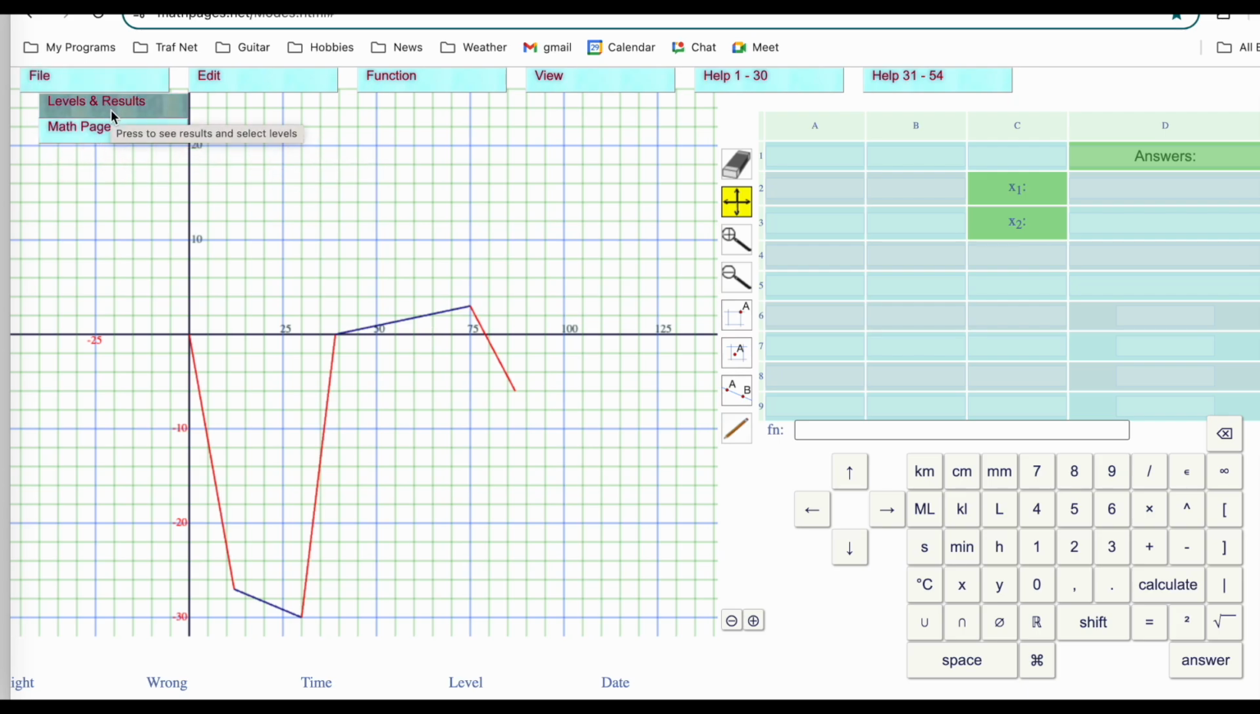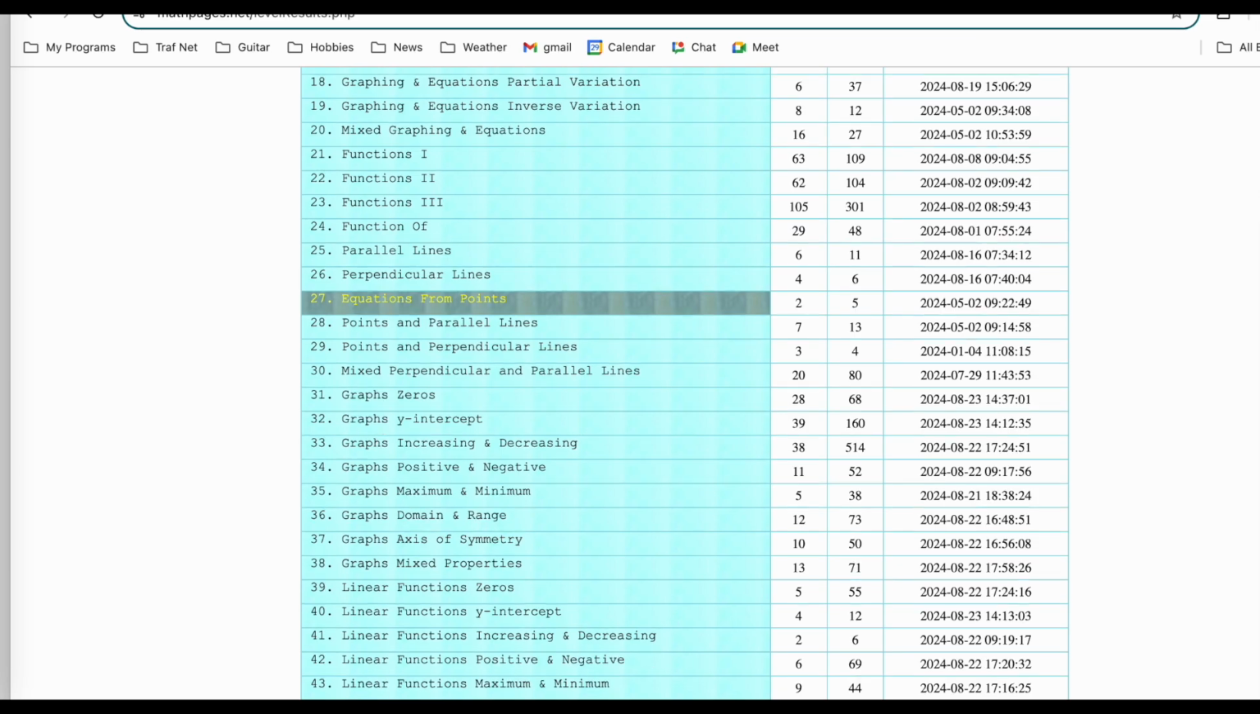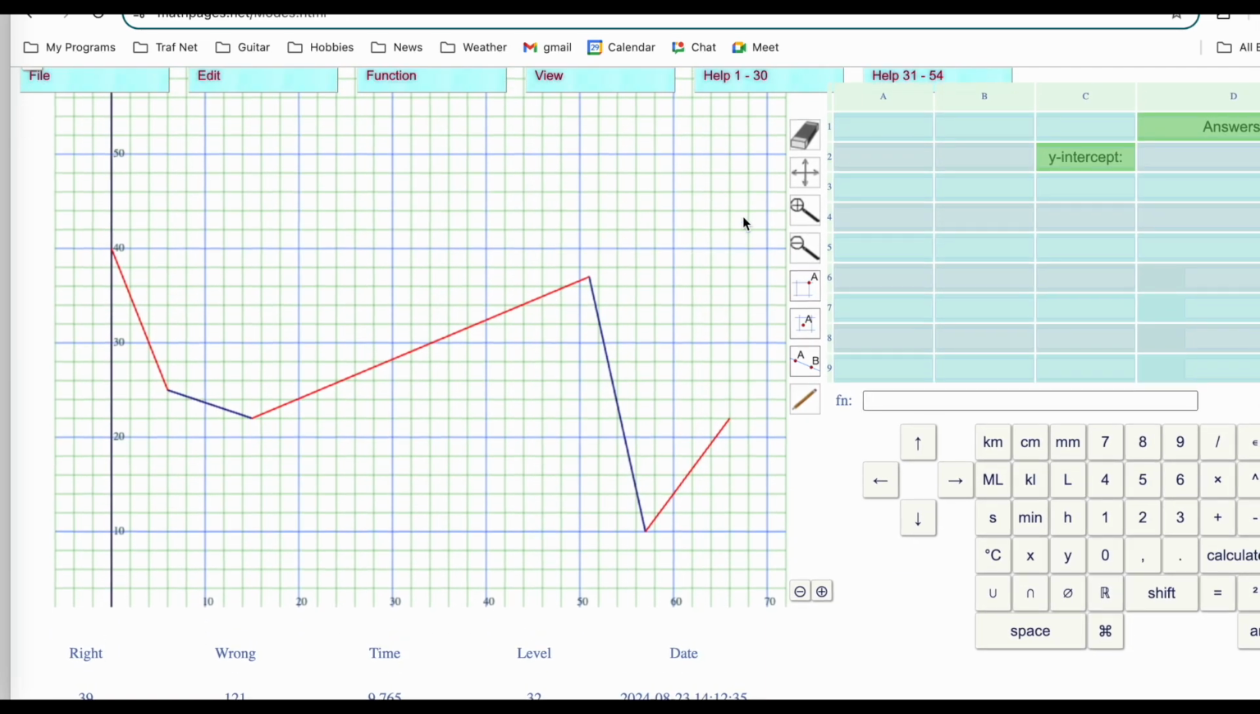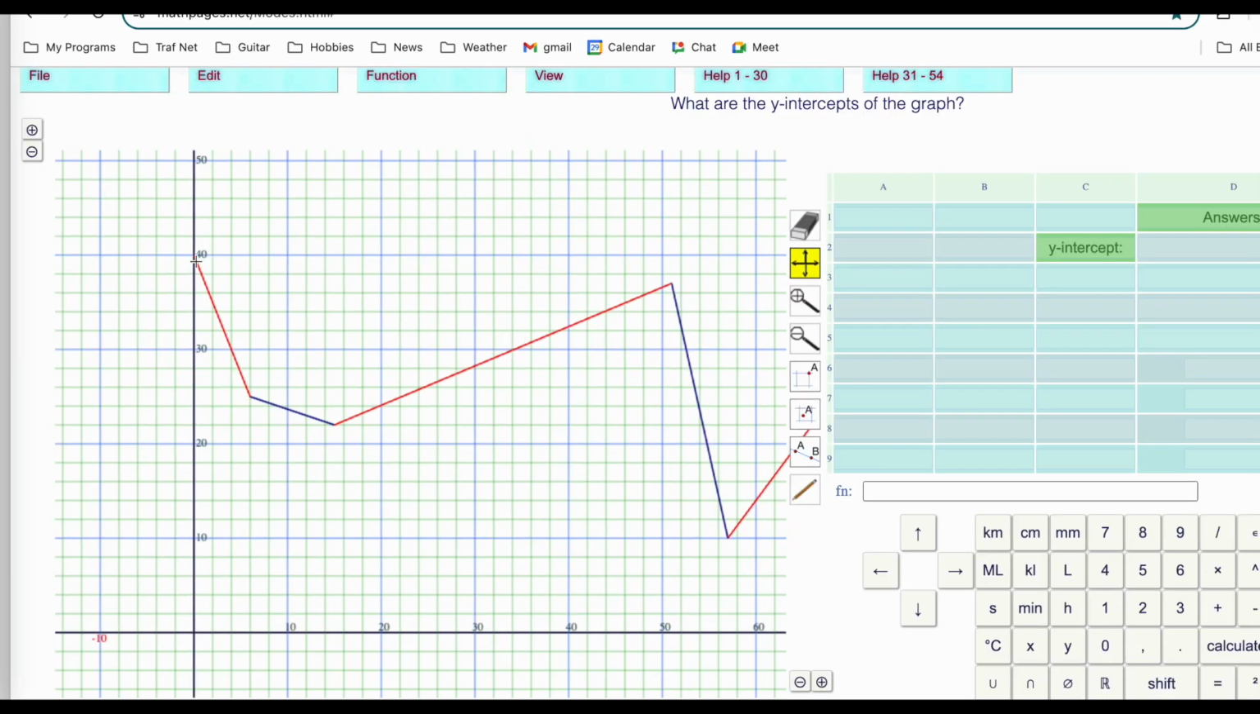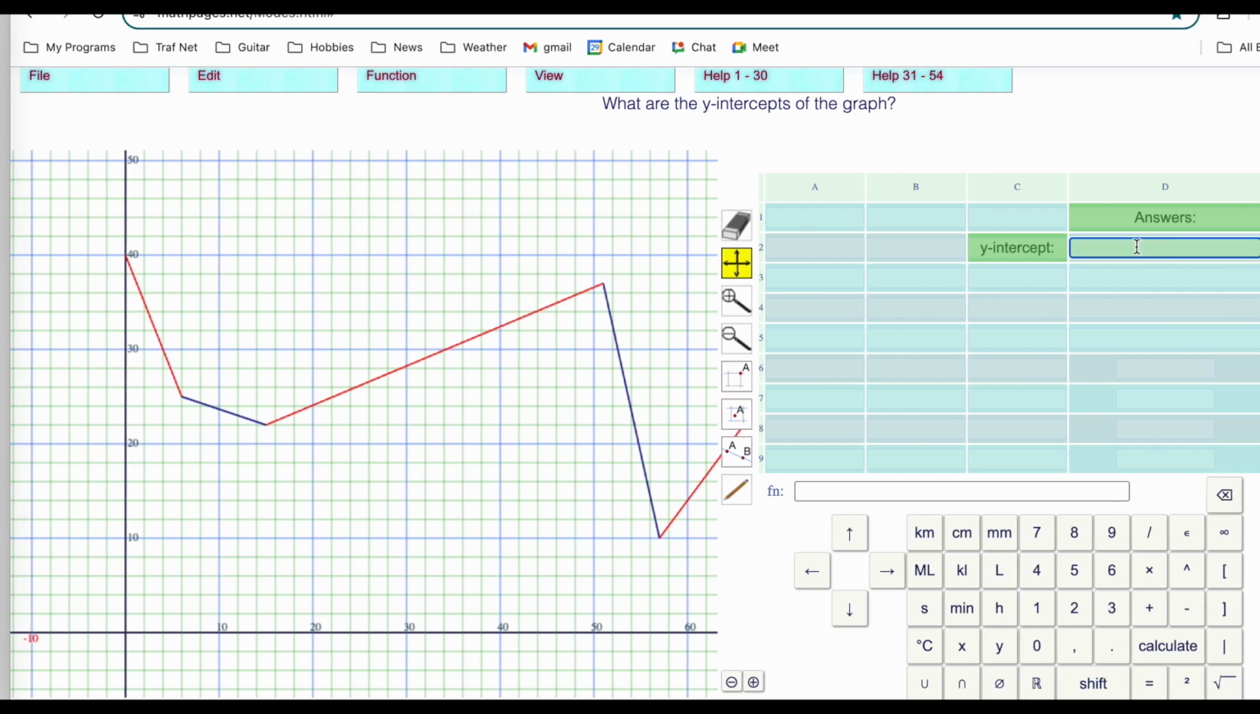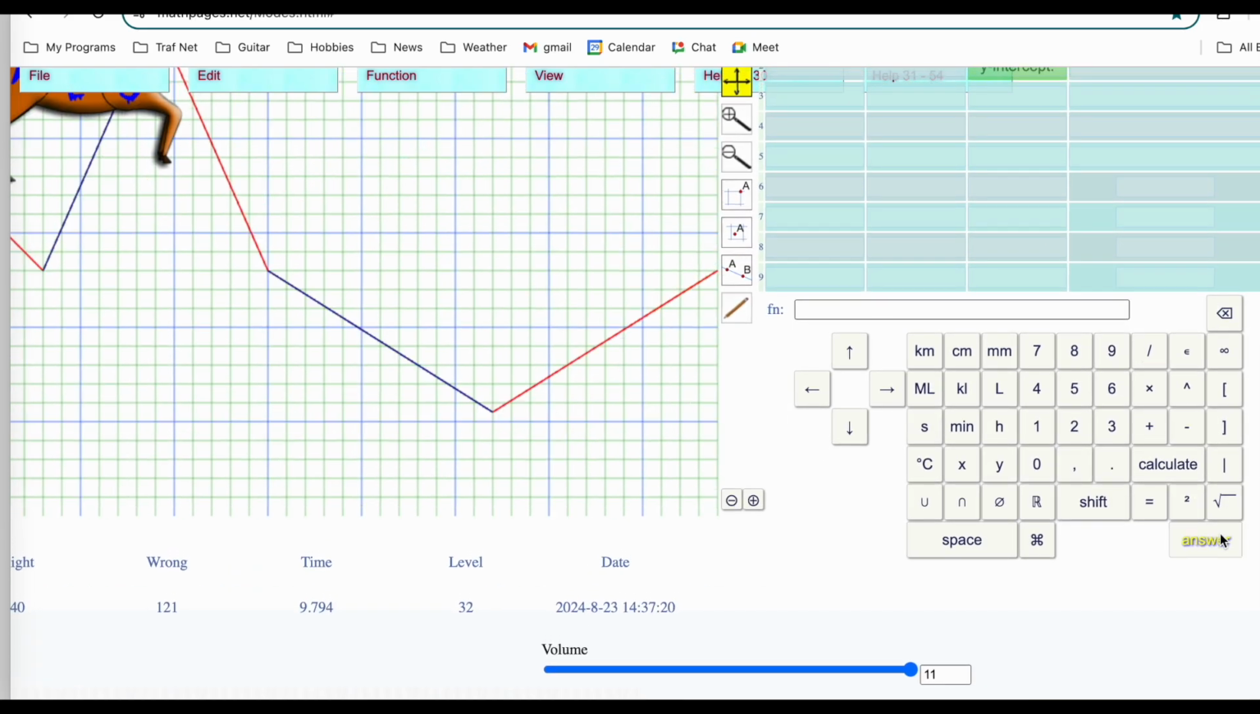Let's go and look at the y-intercept for graphs. Where does it cross the y-axis? You can see it's crossing the y-axis at 40. The y-intercept is 40, and then we press answer to see if we're right.